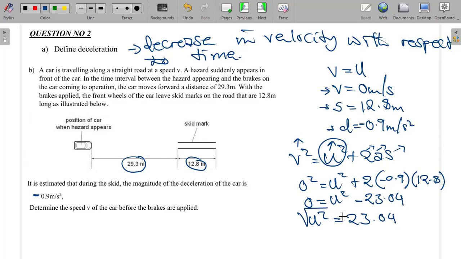So I'm introducing a square root sign on both sides of my equation to get rid of this square. That means my initial velocity will be equal to the square root of 23.04, which is equal to 4.8 meters per second. So this is the initial velocity before the brakes are applied, and that is the final answer on question B, as simple as that.